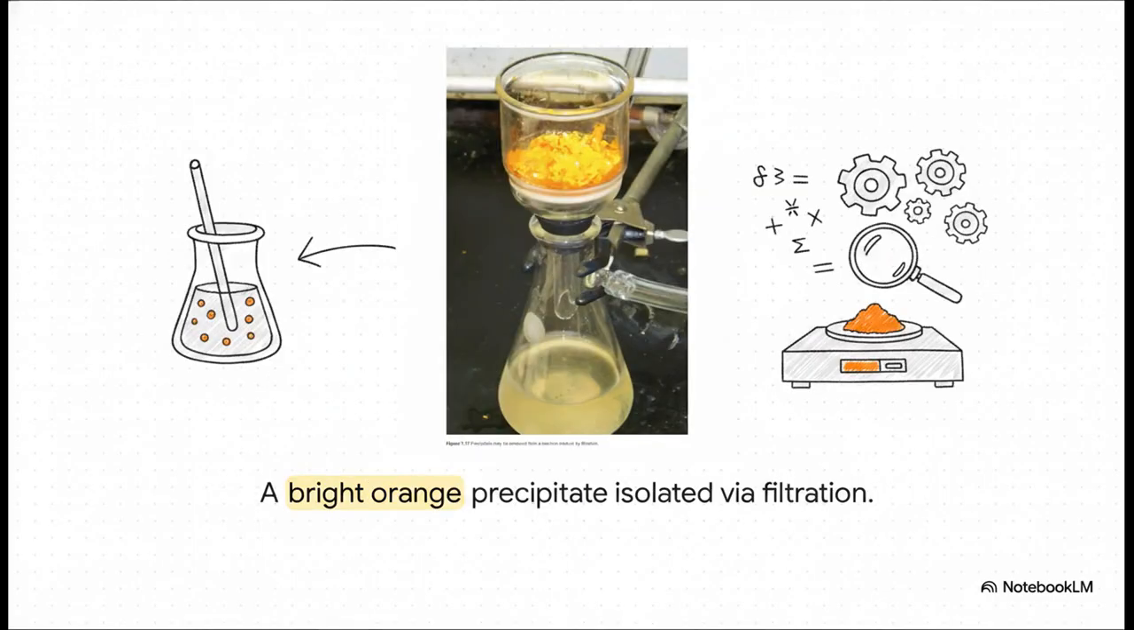Another really fantastic method is gravimetric analysis. So instead of measuring liquid volumes, we force a change of state, like intentionally causing a precipitation reaction. Then we literally filter out the solid precipitate, kind of like this bright orange one you're seeing, dry it super carefully, and weigh it. By combining the mass of the solid with our good old stoichiometric ratios, we can calculate the exact chemical makeup of the original sample.